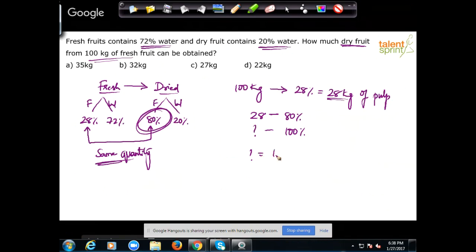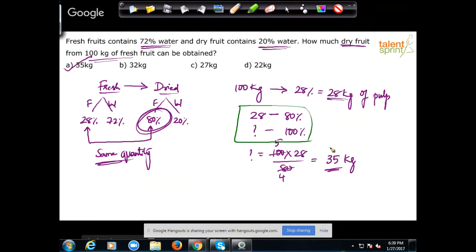So answer to this question would be 100 into 28 upon 80. So it's like 5 times and 4 times. 28 by 4 is 7. 7 5s is 35. So 35 kg, option A would be the answer. And let me tell you, the only step that you put on paper when you solve this question is this. Or if you're smart in calculation, you can directly mark 35 kg as the answer without putting it on paper. Do not write all this, right? This is only for the sake of explanation. Don't even write this 100 kg, 28%, 28 kg and all that. Right? All that is a waste of time. So only put what is really needed on the paper and then work on those numbers.